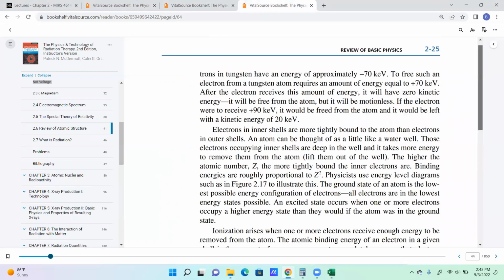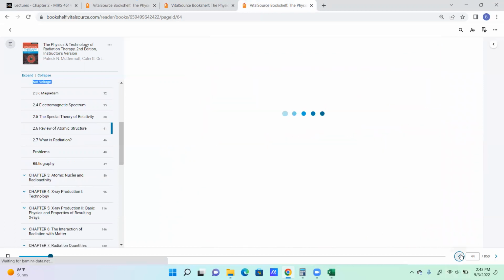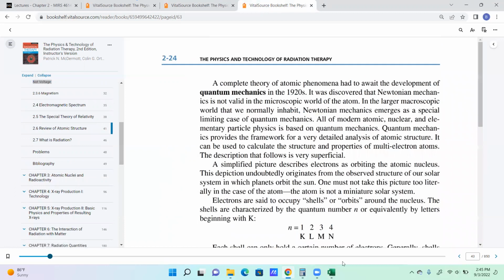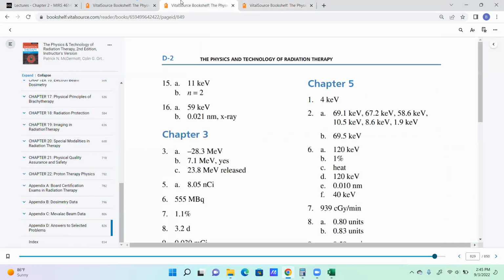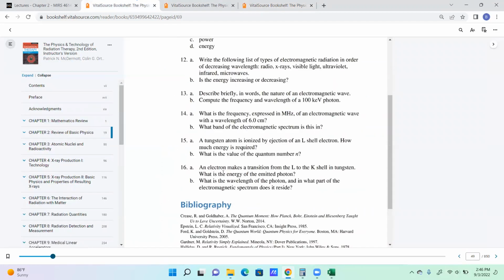Well, these are your quantum numbers right here. So when n is equal to 1, that corresponds to K. When n is equal to 2, that corresponds to L. That's why they say n is equal to 2. All right, so an electron makes a transition from the L to the K shell in tungsten. What is the energy of the emitted photon?